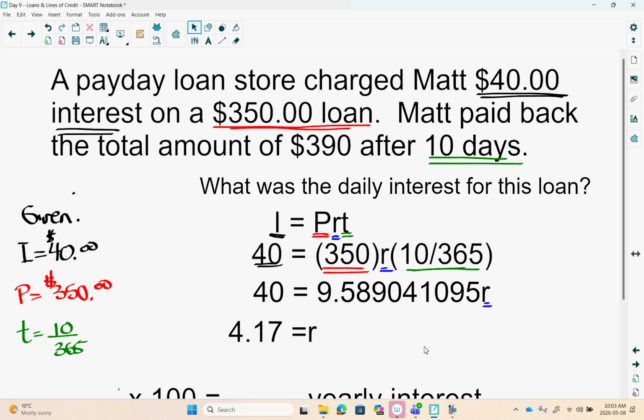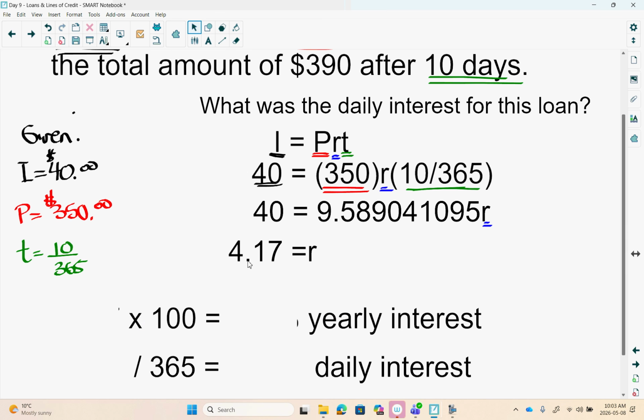Okay, it's a decimal. How do I change a decimal to a percentage? Times it by 100. Wicked. If you multiply something by 100, really you just swing the decimal place 2 spots to the right. If you divide it by 100, you'd swing it 2 spots to the left. What's 4.17 times 100? Anyone? It's 417%, a ridiculous interest rate.